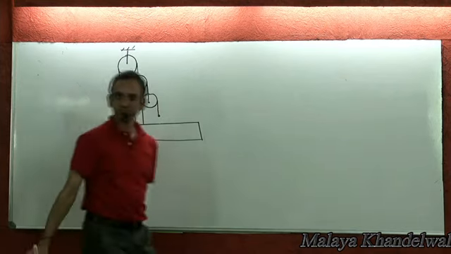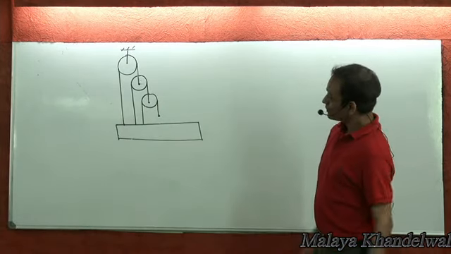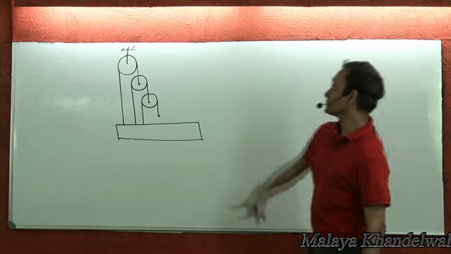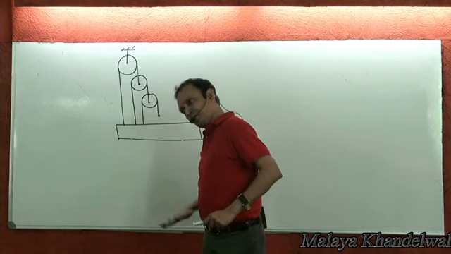This is my system. This is my system of 3 pulleys. One fixed pulley. This is my fixed pulley. The other 2 movable pulleys. This is a movable block.